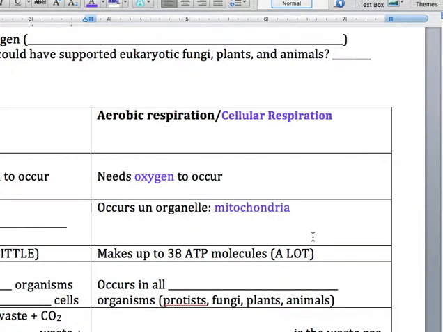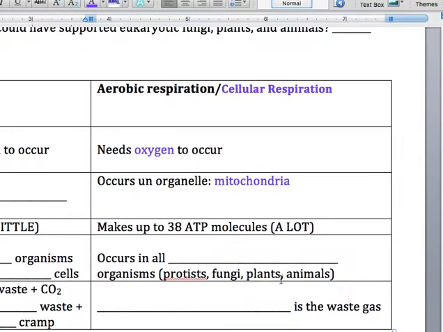And the average human cell, in all of our cells except brain and muscle cells, we have approximately 400 mitochondria in every single cell. So that means at one moment in time, the mitochondria can make a minimum of 38 ATP or energy molecules. That's the minimum. Okay, so that's a lot. All right, this occurs in all eukaryotic organisms.